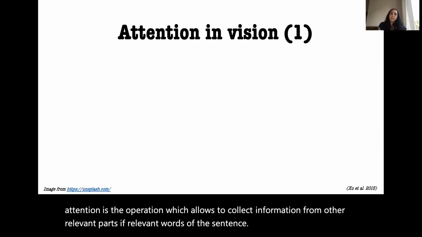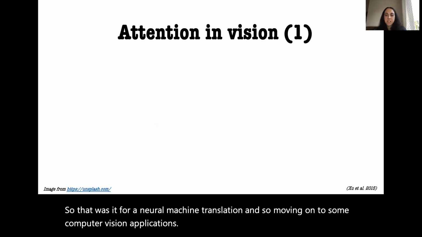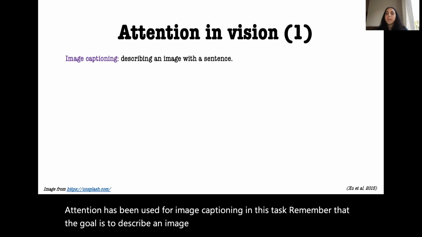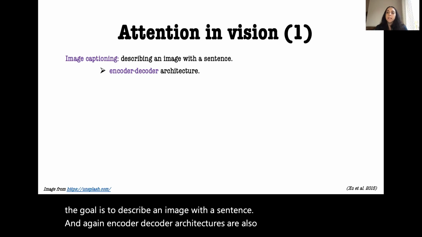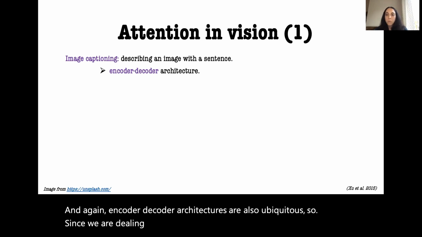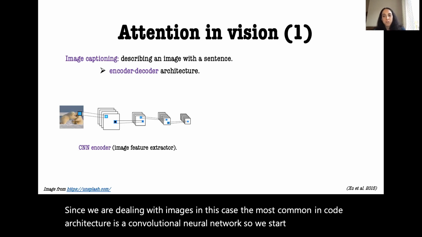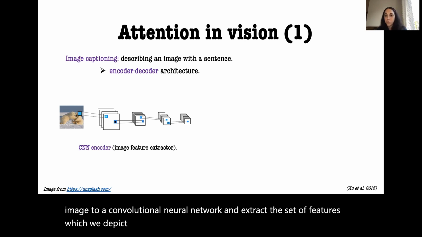So that was it for neural machine translation. Moving on to some computer vision applications, attention has been used for image captioning. In this task, remember that the goal is to describe an image with a sentence. Again, encoder-decoder architectures are ubiquitous. Since we are dealing with images, the most common encoder architecture is a convolutional neural network. So we start by feeding an image to a convolutional neural network and extract a set of features, which we depict here by means of the blue squares.